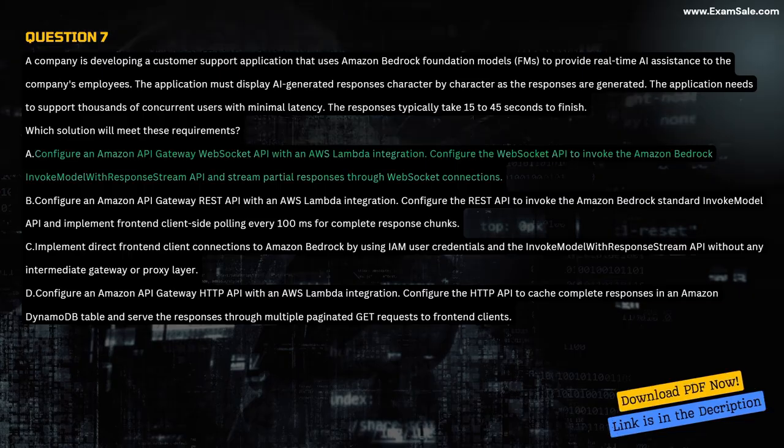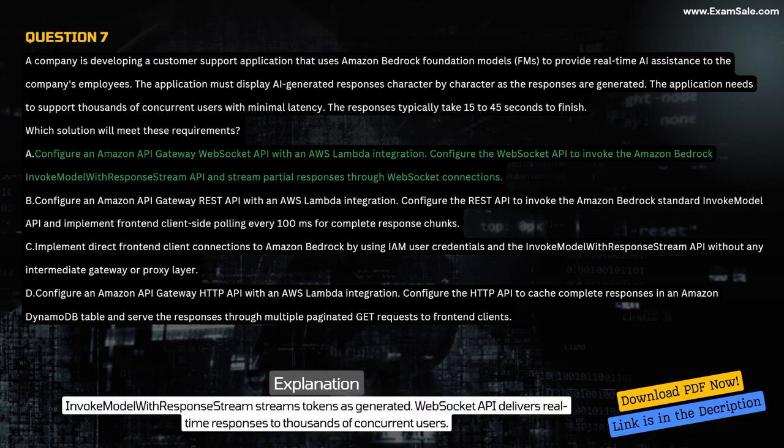Correct answer A. Configure an Amazon API Gateway WebSocket API with an AWS Lambda integration. Configure the WebSocket API to invoke the Amazon Bedrock Invoke Model with Response Stream API and stream partial responses through WebSocket connections. Explanation: Invoke Model with Response Stream streams tokens as generated. WebSocket API delivers real-time responses to thousands of concurrent users.